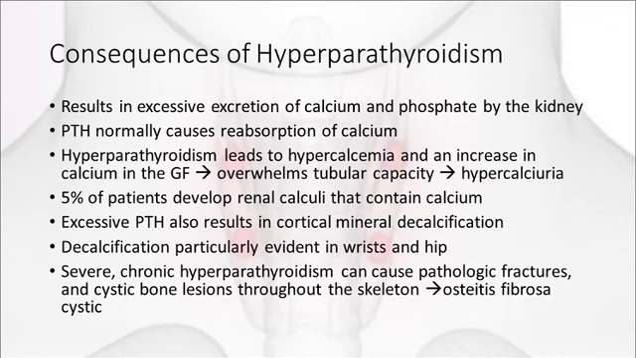There's your stones. Excessive parathyroid hormone also results in a cortical mineral decalcification. Decalcification is particularly evident in the wrist and hips, which is why we will obviously use our DEXA scan there, at the wrist and the hips, and the distal radius as well, where we sometimes can see it. And remember that this affects long bones as well, so we'll also do the lumbar areas and the spine.